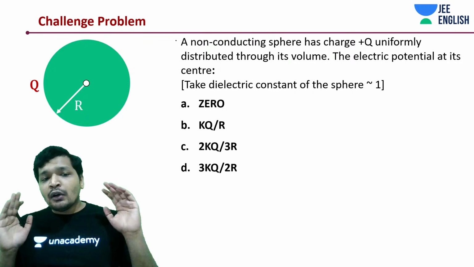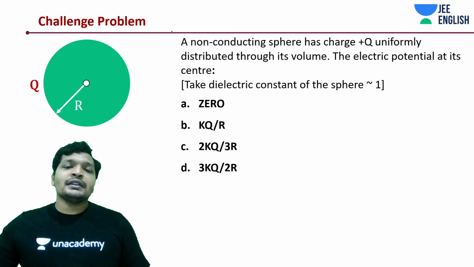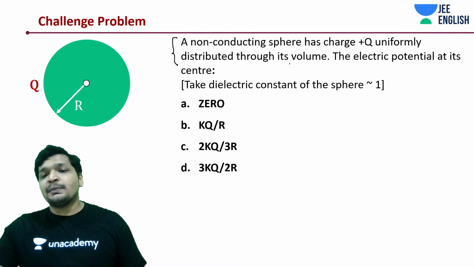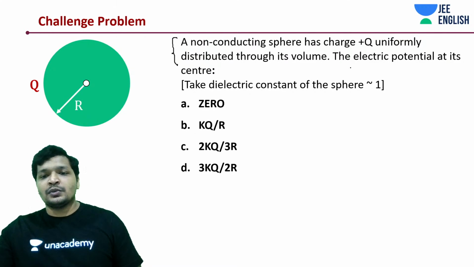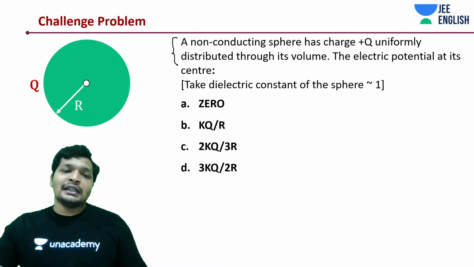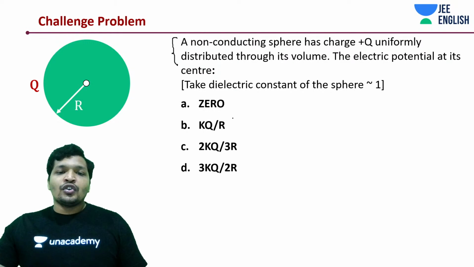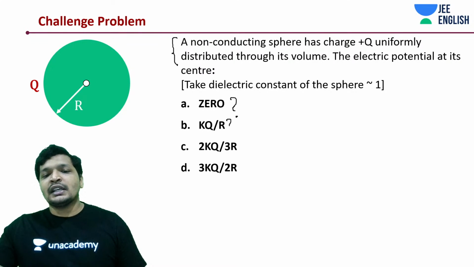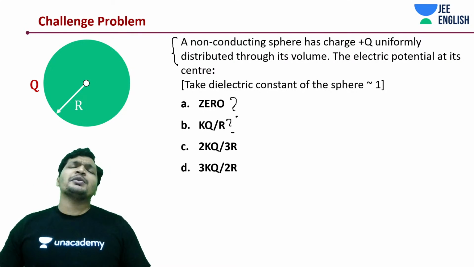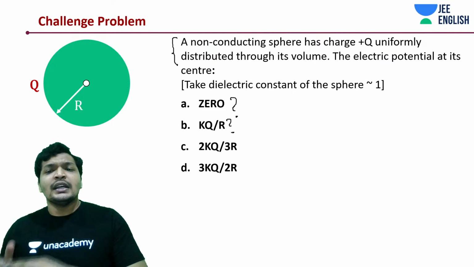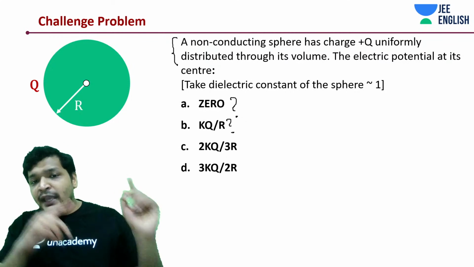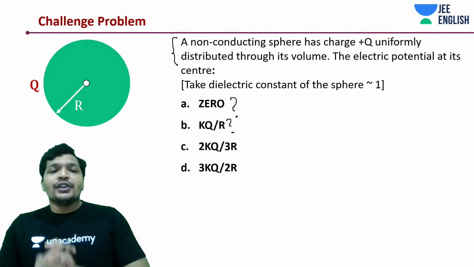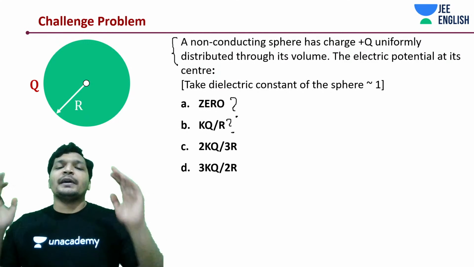Okay. Now we are going to get into a very different concept where we have a non-conducting sphere that has charge plus Q uniformly distributed throughout its volume. Electric potential at its center is? So do you think electric potential is going to be 0, or the same as surface potential, or some other value? Think about it carefully. Make use of those shells, you will get a very interesting result. You need to understand it from the shell's perspective.